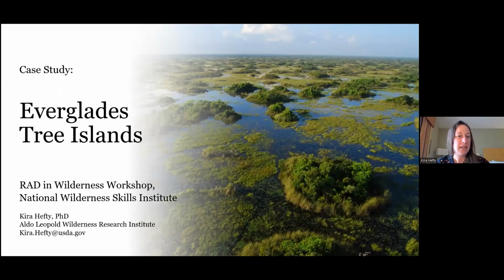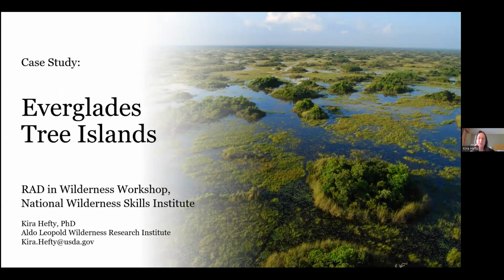So what I'd really like to do with you all is talk about this particular case study. This is in Everglades National Park, so kind of southern Florida, and there's a really important, very specific ecological community within the Everglades: these high elevation tree islands, and they're very culturally significant. They're ecologically significant within the larger Everglades system.